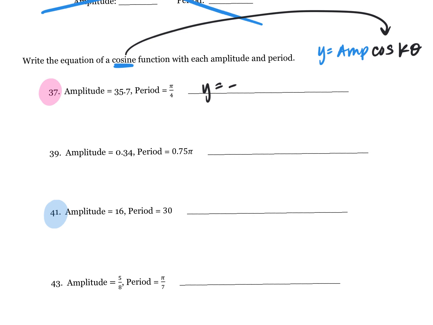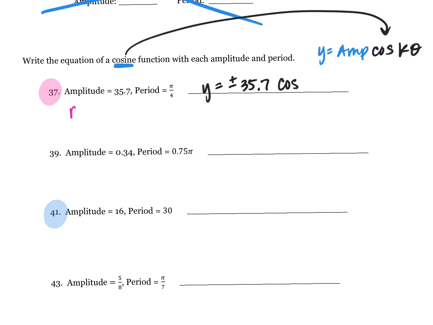35.7. What if Riley put negative 35.7? We're still good. So I might just put a plus or minus, because if this is my answer key, I'll have both of those there in case y'all are feeling sassy. You can just put one or the other though. We're going to put cosine because that's what I said. Go cosine. We have to figure out k.